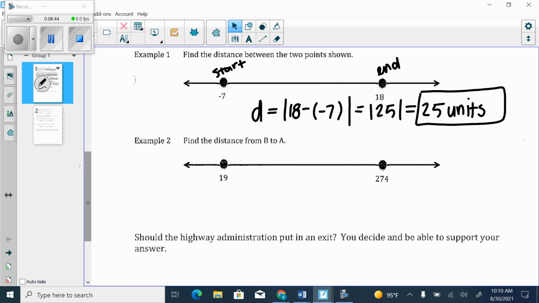All right, example 2. Same idea. They say find the distance from B to A. So if they said I'm now finding the distance from B to A, which one is my start point? B. The one they listed first is the start point, which is important, right? Order matters for our formula, which makes 19 our end point.